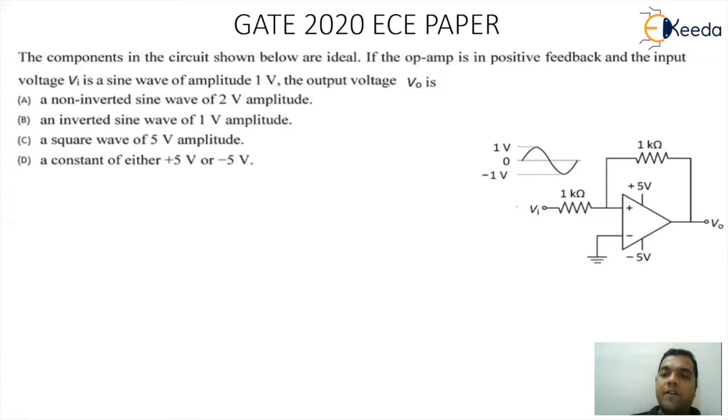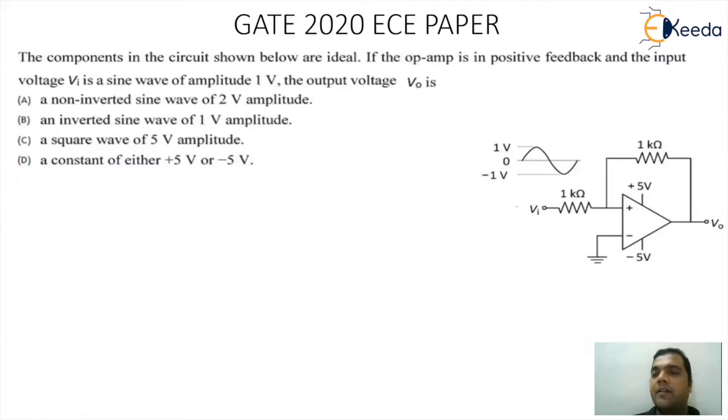But if you observe the circuitry carefully, this is basically like a Schmitt trigger circuit. It is a non-inverting Schmitt trigger circuit. In a non-inverting Schmitt trigger, the input is compared with the reference points, and if the input crosses the reference point, the output will switch from plus Vsat to minus Vsat or minus Vsat to plus Vsat. So let's check what the reference voltages are.